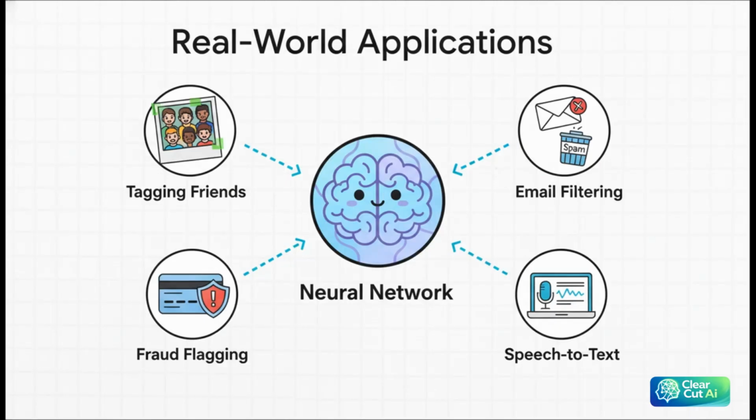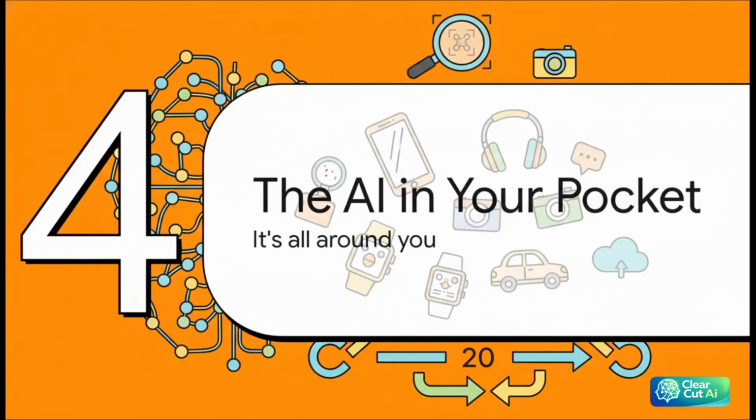And of course, this isn't just for fun with pets. This exact same technique is the engine behind so much of the technology we use every day. From automatically detecting faces in your photos, to your email filtering out spam, to your bank flagging a suspicious charge, it's all powered by neural networks that learned from examples. So let's bring this all home. Because this powerful technology isn't just sitting in some far-off research lab. It's right here in your pocket, and you probably use it dozens of times a day.